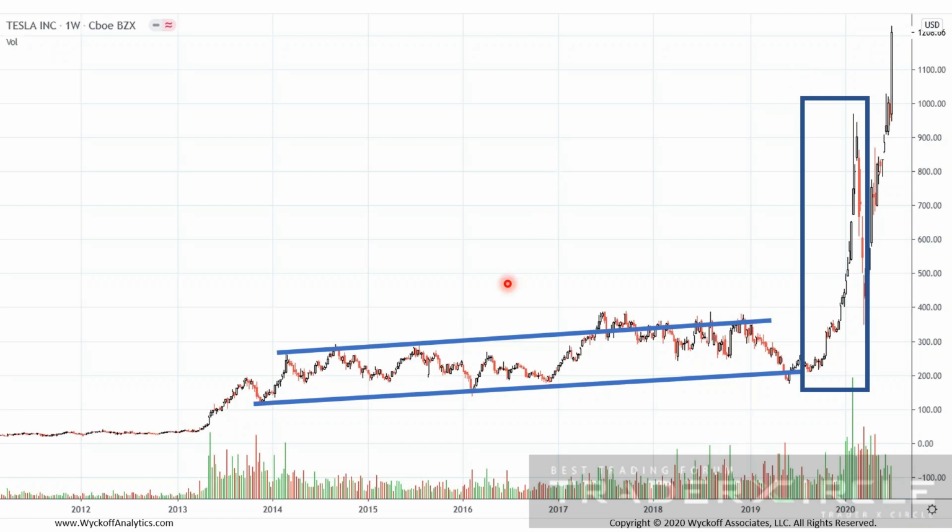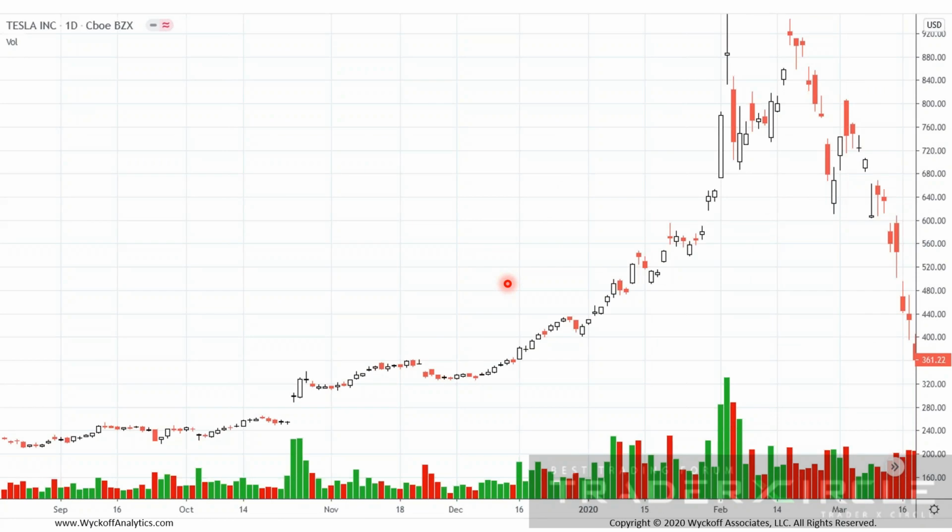Let's switch to the daily. How do you draw a trend line here on this historical chart? You look at the daily chart and think, too much momentum here. Conventional trend lines don't work here.